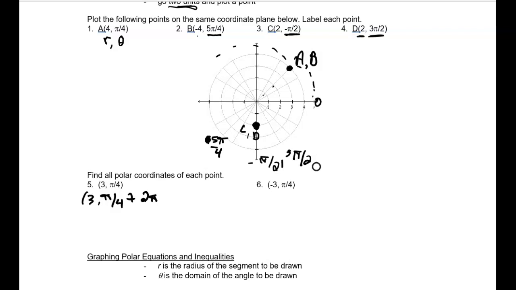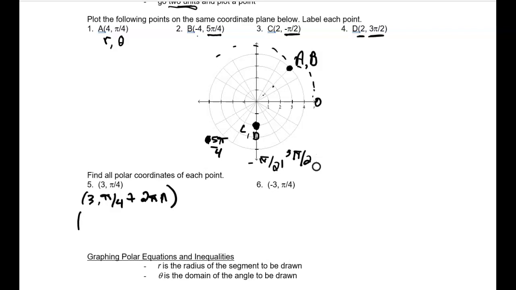I could go 4 pi, 6 pi. Every time I turn 360 degrees, I'm going to end right back where I started. So we would write that as 2 pi times n, just to indicate that we can continue to go around our circle 2 pi and continue to end up at that exact same point.